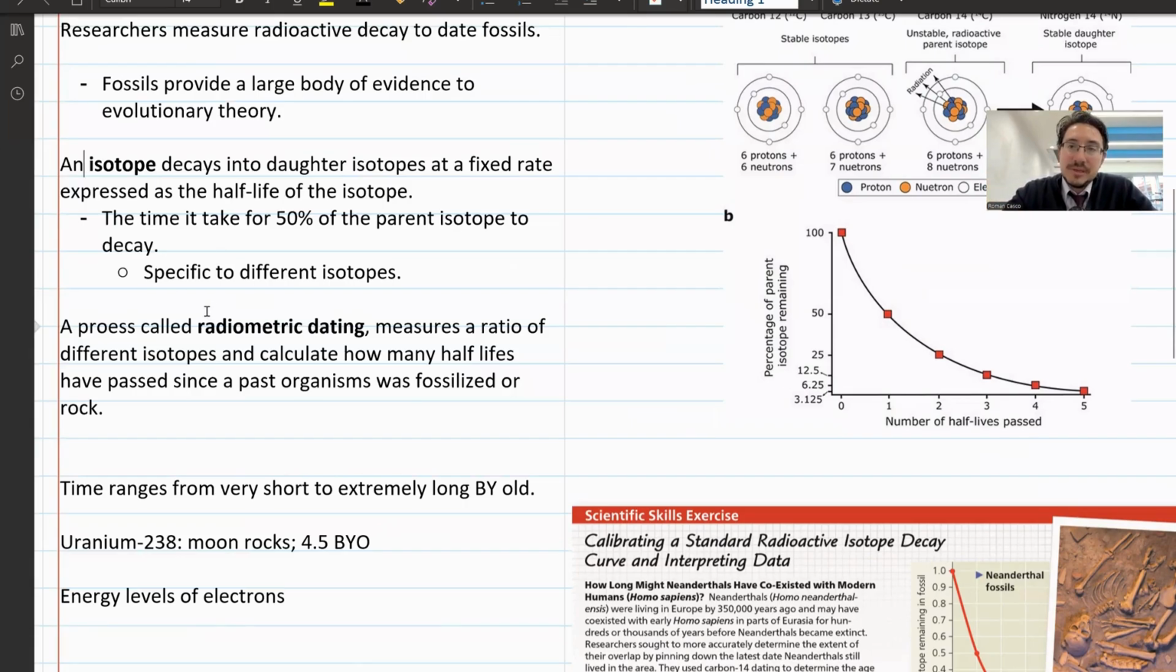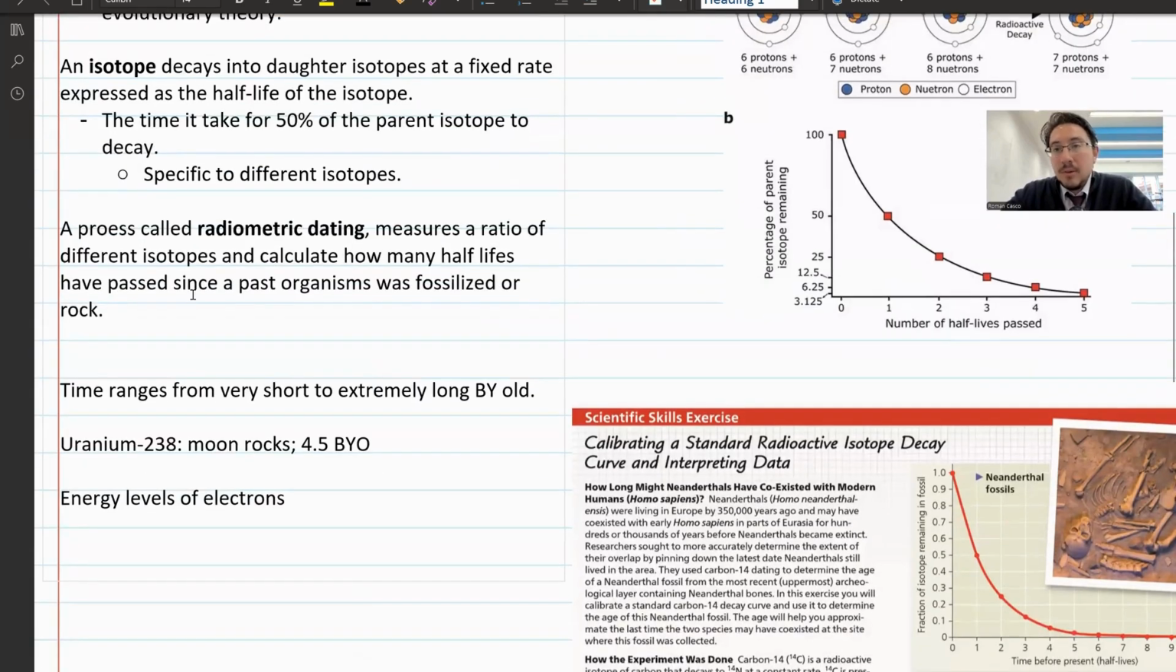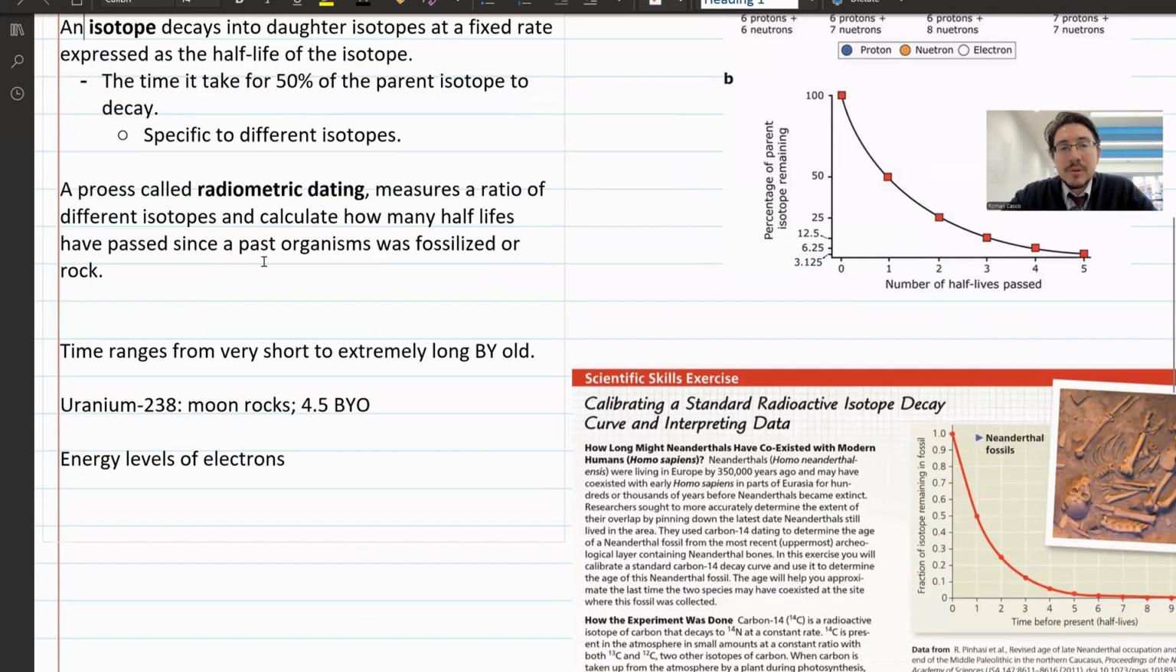So it's very specific to an element. Carbon 14 has a very specific decay rate, or half-life. Uranium has its own decay rate, and so forth. So you can use this to figure out how old a fossil is. Radiometric dating measures a ratio of different isotopes and can calculate how many half-lives have occurred since an organism was alive to the point that you discovered the fossil of that past organism.